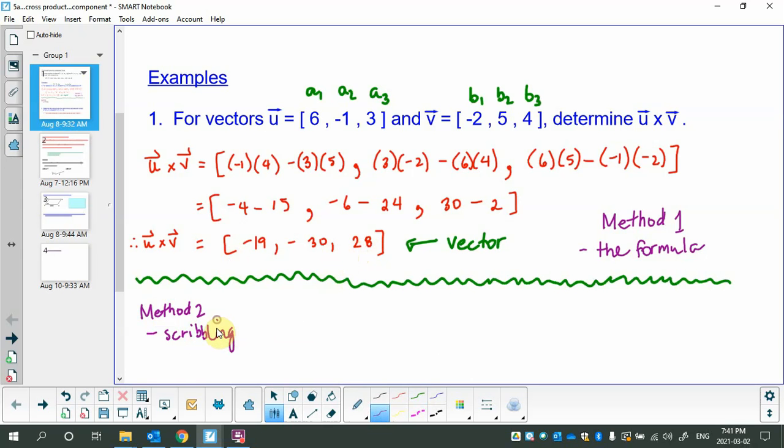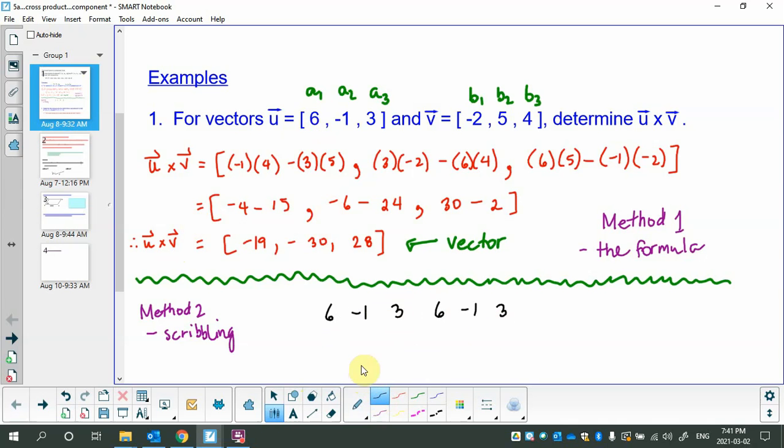But it pulls off the same thing as long as you do it properly. So the first thing you do, and this is scribbling, so don't think I'm finding the answer right away. The first thing you do is you write the first vector, so the u, twice across your page sideways.